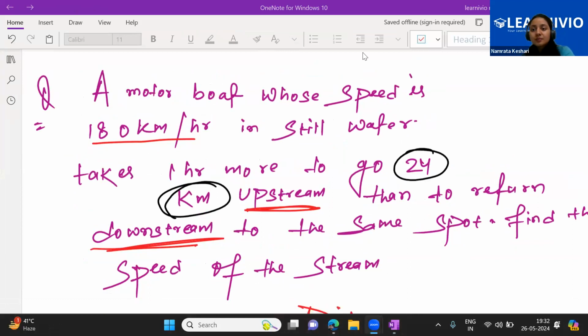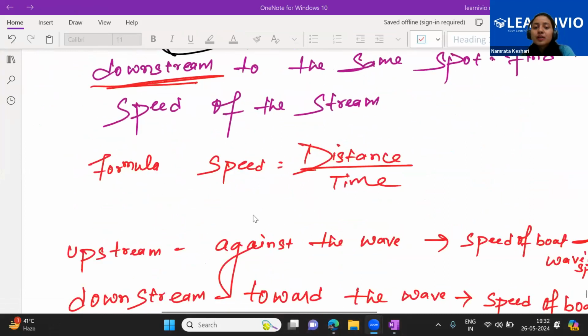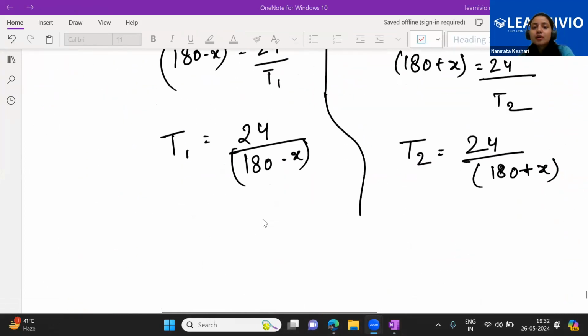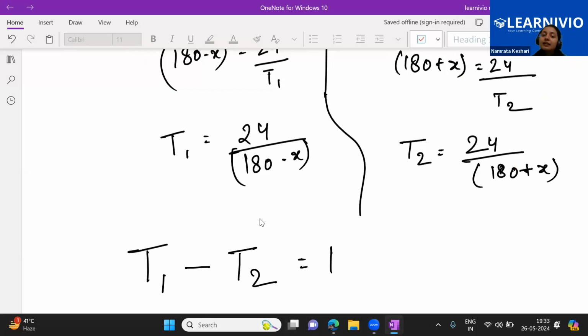It's not the total time. That's why from both the cases we have found T1 and T2. Now we will subtract it and write 1 on the other side. But you must understand that when the speed is more, I will start running, then I will take less time to reach school, or anywhere. When the speed is less, then the time will be more. So T1 is more than T2, and then we are getting 1 hour.